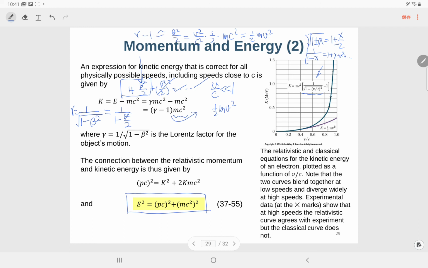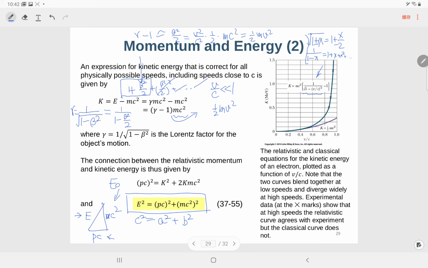So it feels like a Pythagorean theorem, like c squared equals a squared plus b squared. So actually you can draw a right angle triangle. This side is E, this side is PC, this side is mc squared. So this is the total energy, this is the rest energy, E0, and this is PC. What is PC? The momentum times the speed of light. I don't know what it really means, but actually we can use some ways to prove it. Maybe I show you next week.